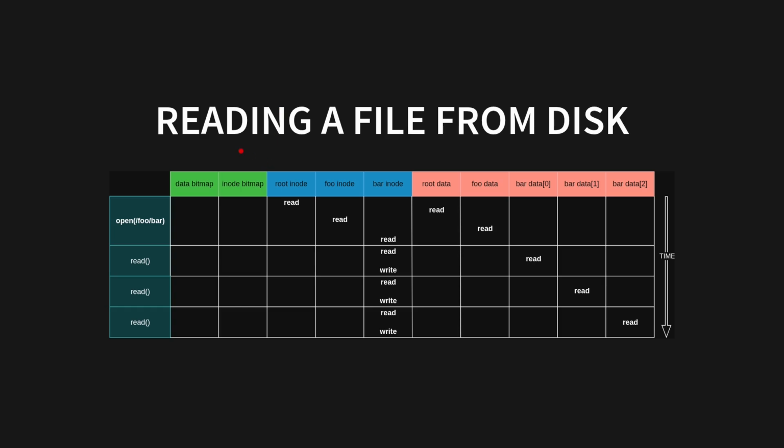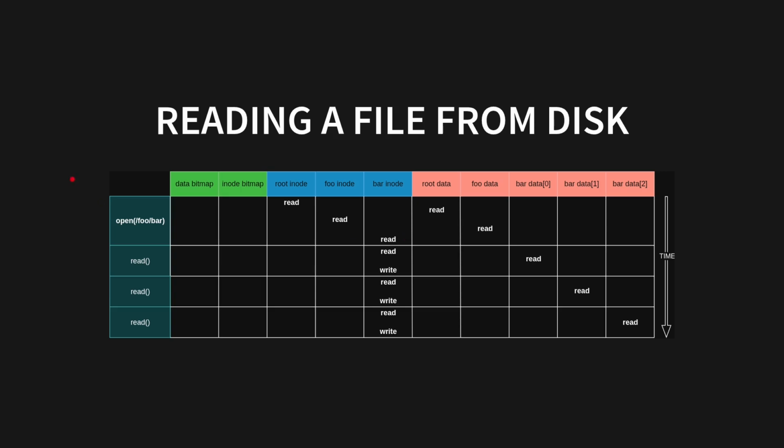In the first phase, we do the traversal operation. We read the root inode, then find its data blocks to go through its directory entries and look up foo's inode. Again, we repeat the same process: we read its data blocks, go through its directory entries, find bar's inode number, and read the inode data into memory.